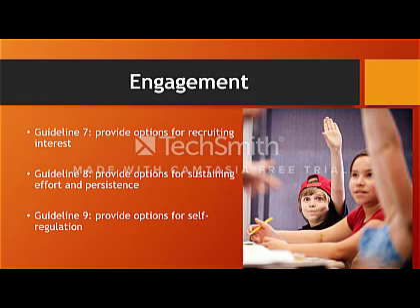The next pillar is engagement. Engagement also has the three guidelines associated with it. Guideline 7, provide options for recruiting interest. Guideline 8, provide options for sustaining effort and persistence. And Guideline 9, the final guideline of the UDL framework, provide options for self-regulation.